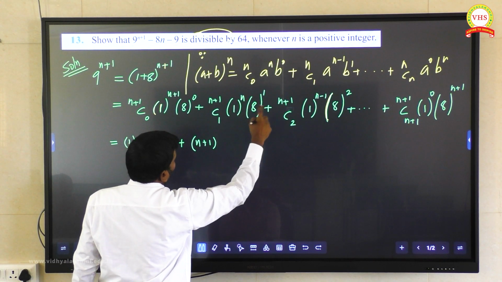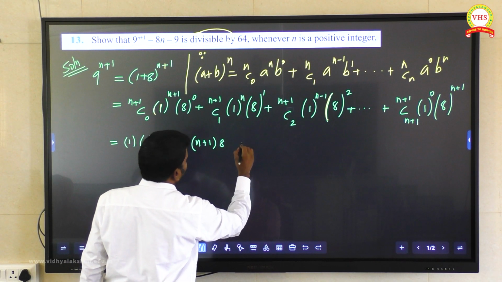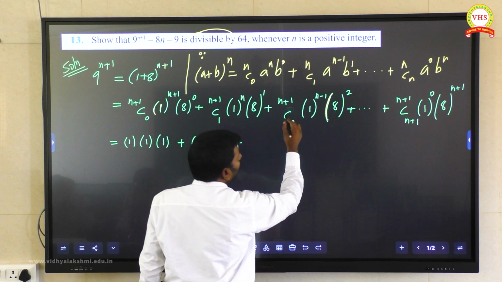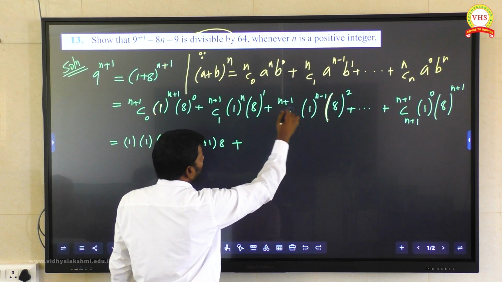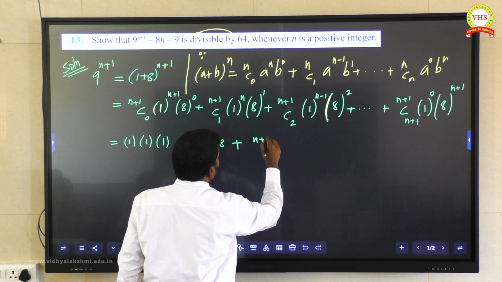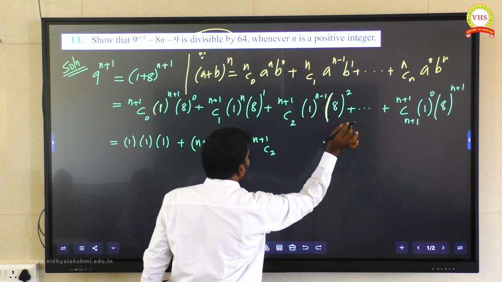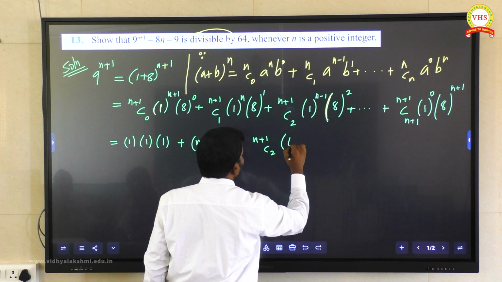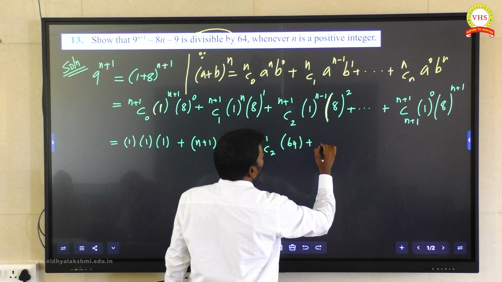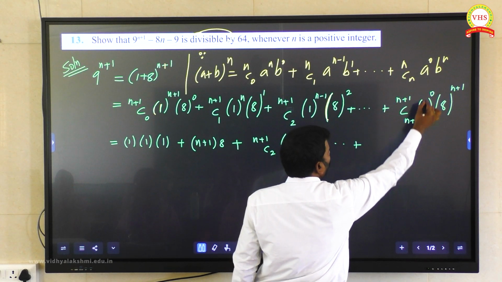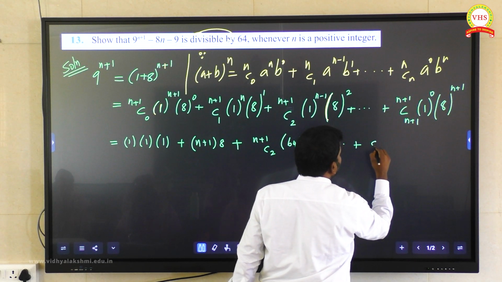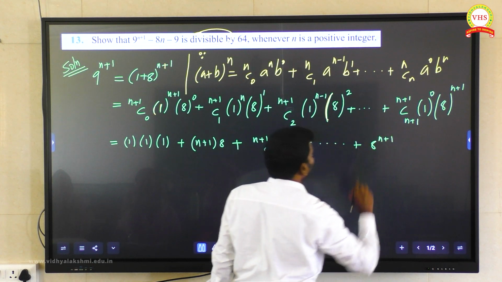1 power n, 1, 8 power 1, 8, remaining you will leave it. And from here onwards no need to simplify, because we have bigger numbers. If you need, you can. Okay, n plus 1 C2, 1 power anything is 1, you will leave it, 8 square, that means 64, we have. It will go on until the r value and n value are the same, that is 1 power 0 also 1. At last we have 8 power n plus 1.